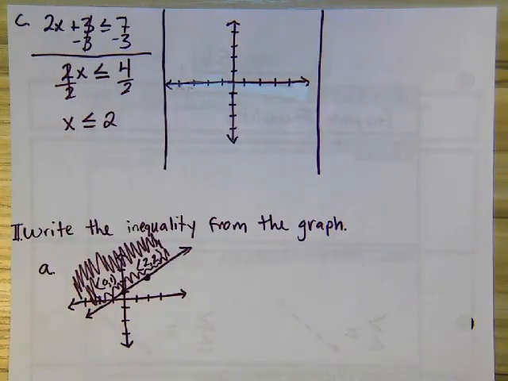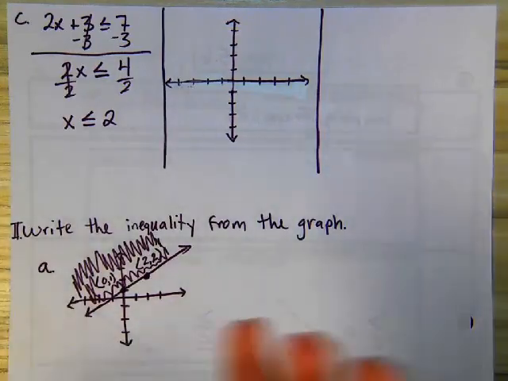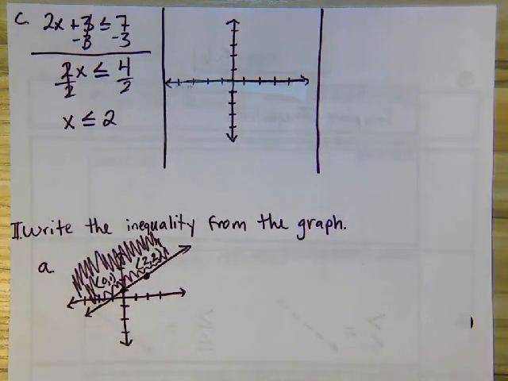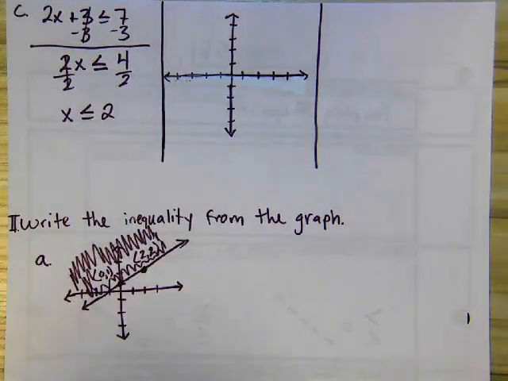Just because we don't have a y doesn't mean we can't graph it. Whenever we have x is whatever inequality or y is whatever, they're just going to be straight lines, either horizontal or vertical. Remember, with equations, if we have x equals something, that is a vertical line. So whenever we have the inequality with just that x, it's also going to be a vertical line.